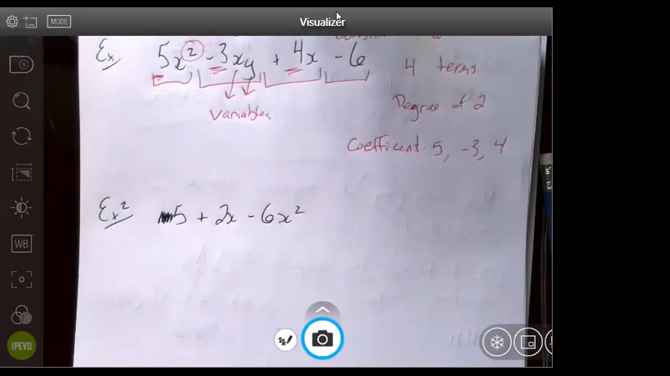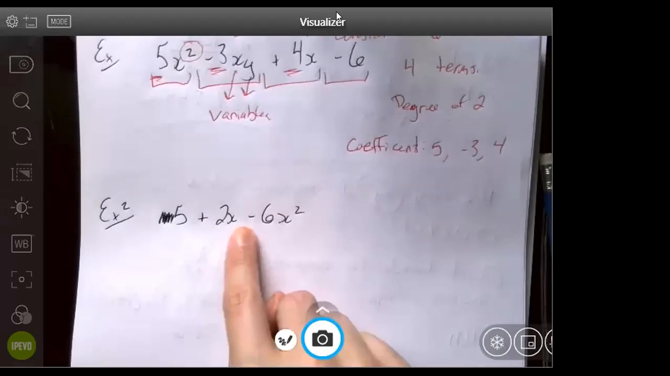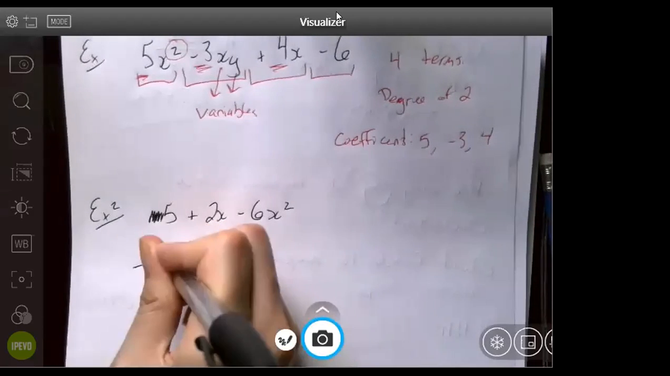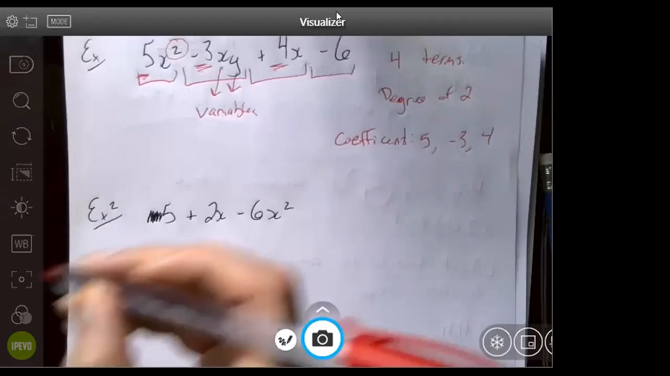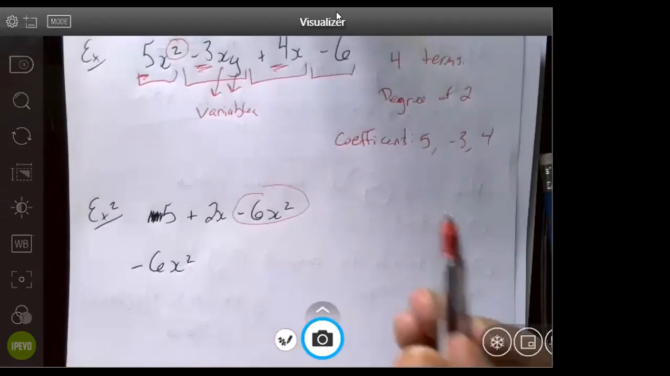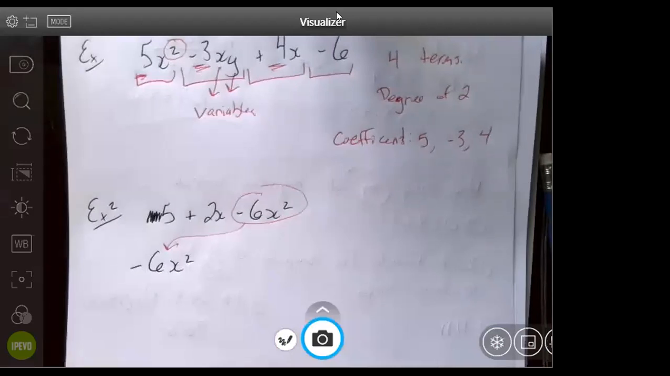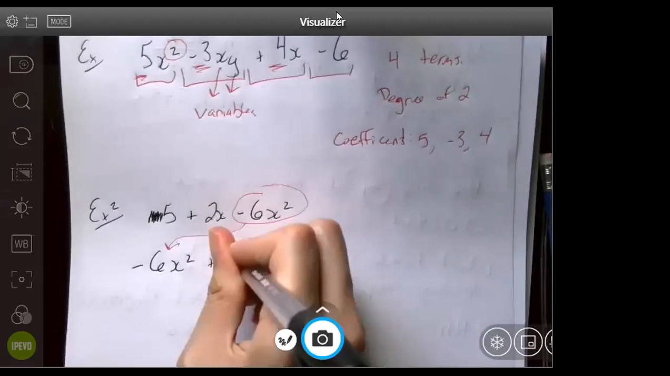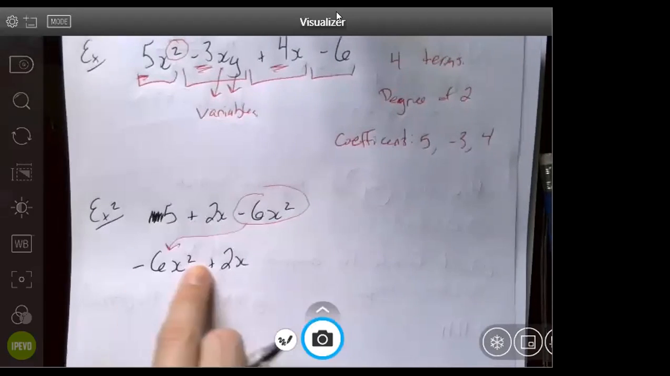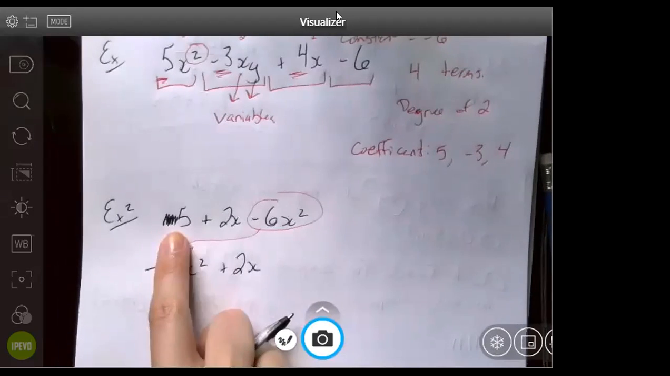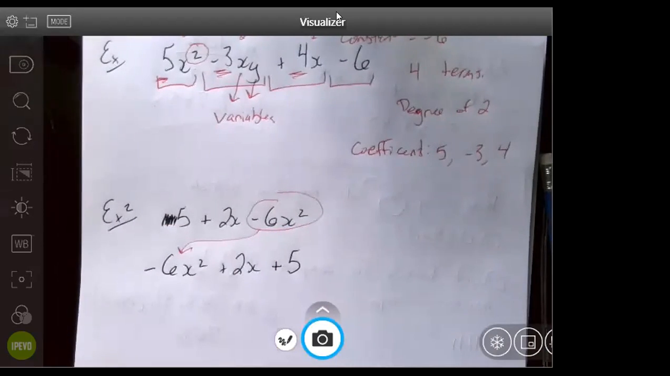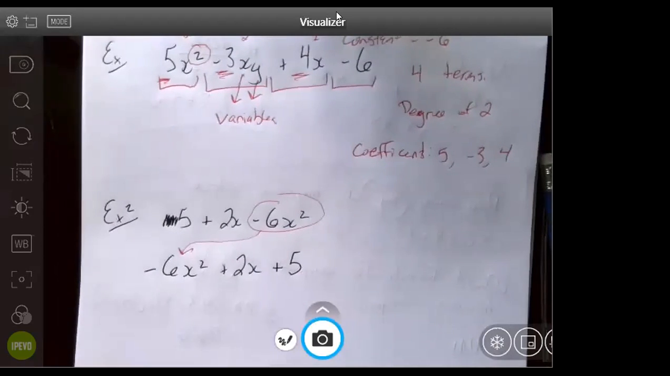So 5 plus 2x minus 6x squared. When I move the 6x squared to the front, I do have to take the minus sign with it. This entire term, including the sign in front of it, moves to the front. Then I'm going to write my positive 2x next. And then to move the constant to the back, because I got rid of the negative sign, this is now a positive 5. So I do have to write the plus in front of the 5. So this is what it would look like when it's rearranged properly.